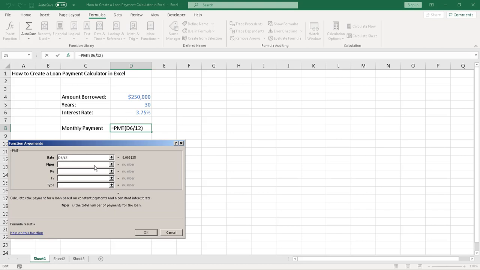The next argument is NPER, which stands for number of periods. NPER is the total number of payments for the loan. The loan duration we have inputted is 30 years, thus it is on a yearly basis. Since this is a monthly payment, the number of periods should also be specified on a monthly level. To do this, select years in D5, then multiply by 12.